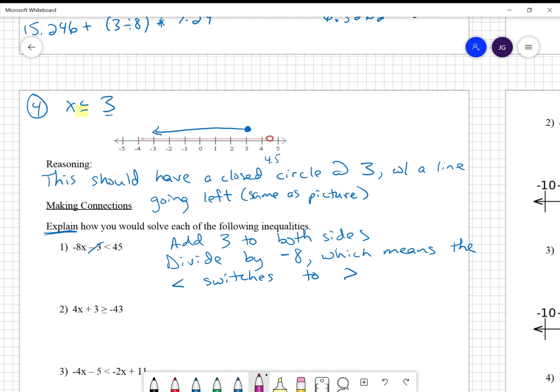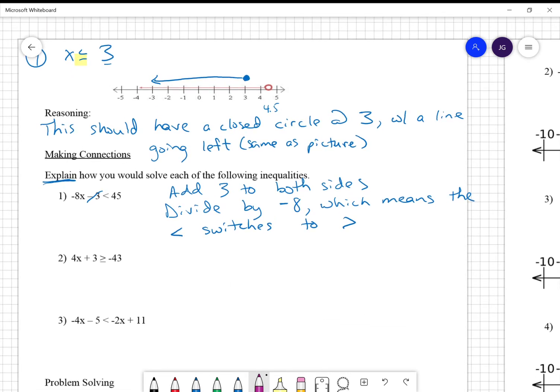In problem number 2, I'm solving for x, so I'm going to subtract 3 on both sides, which means the 3 will be gone, and then I'm going to divide both sides by 4. I don't switch the inequality because it's a +4, not a -4.